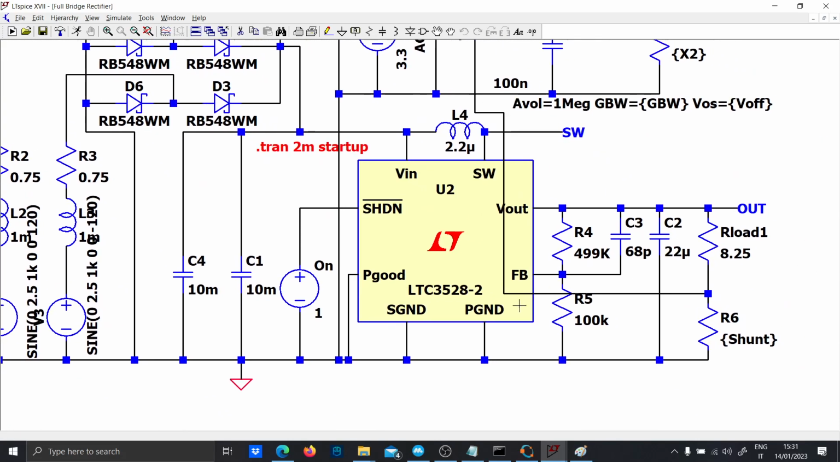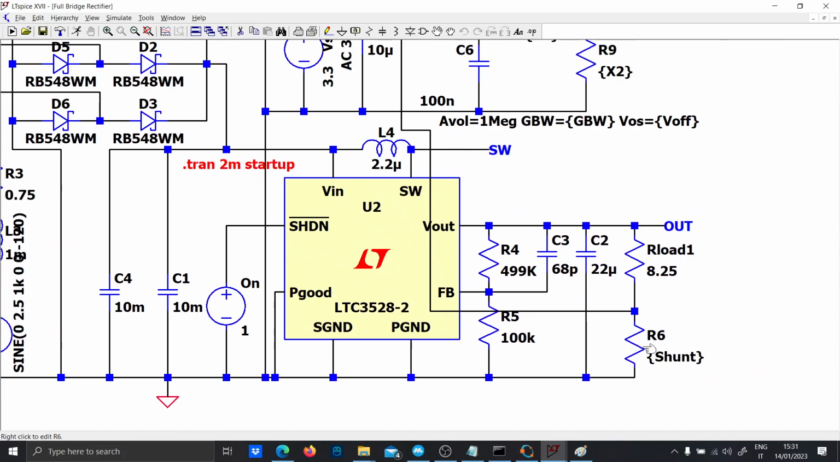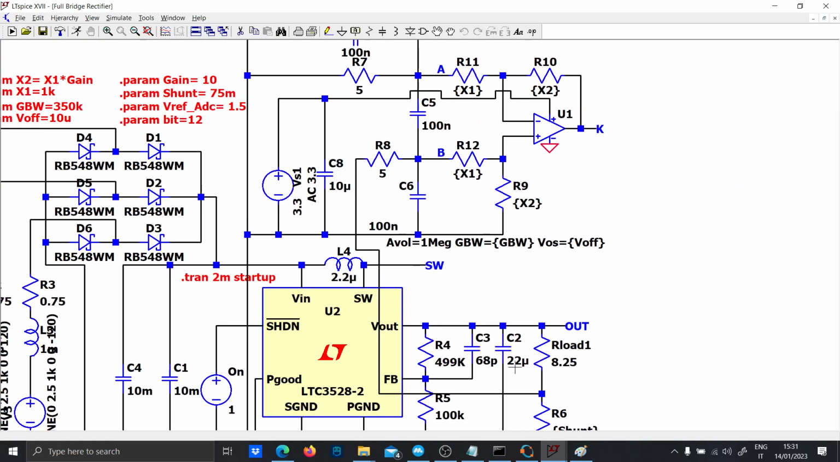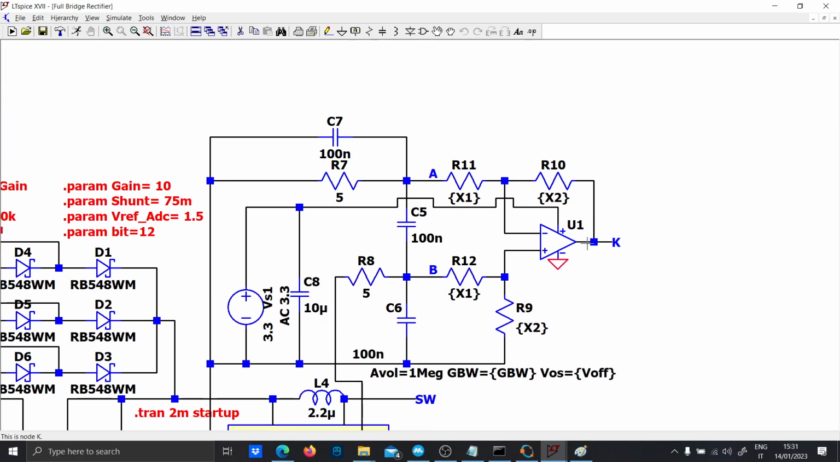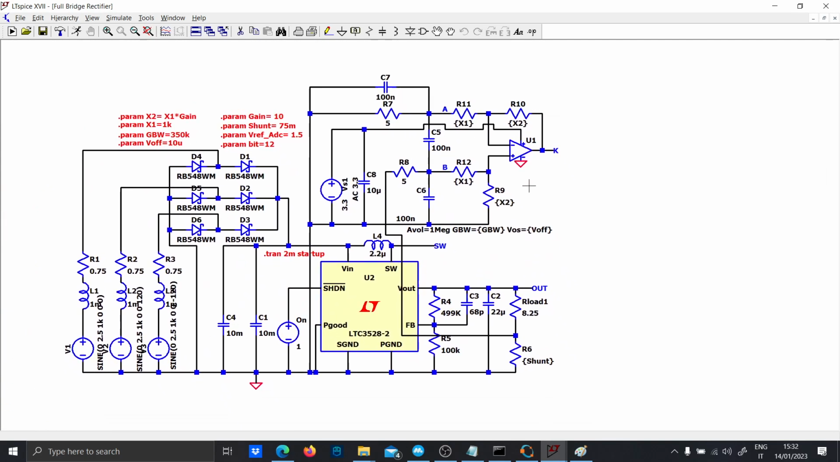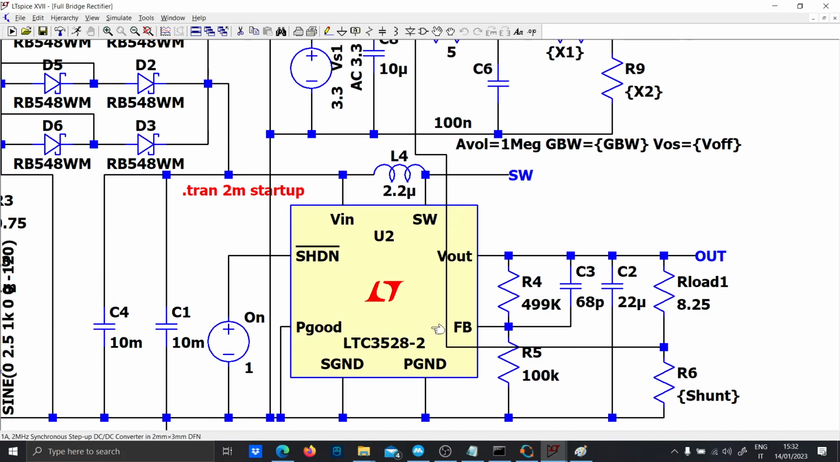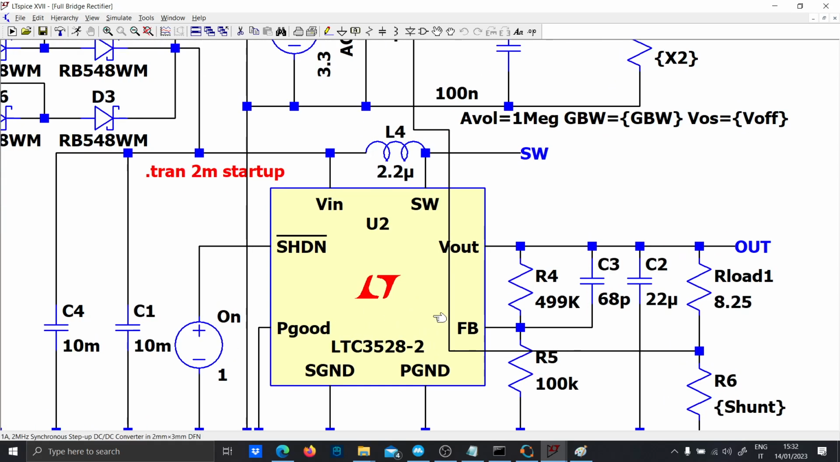And then I put a low side shunt here in the output with a filter, so that I can read the output current whenever I want. Now you can also put a controller here, but basically the output voltage is controlled by the feedback pin of this Linear Technology boost.